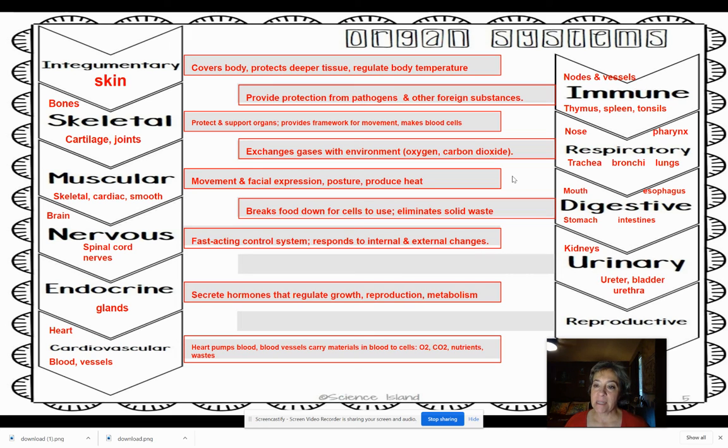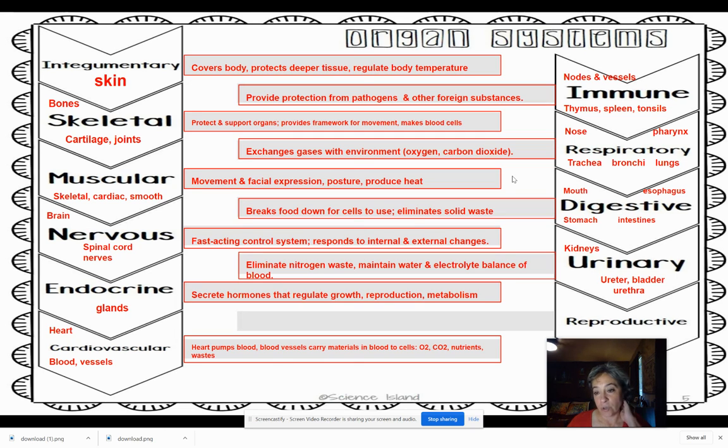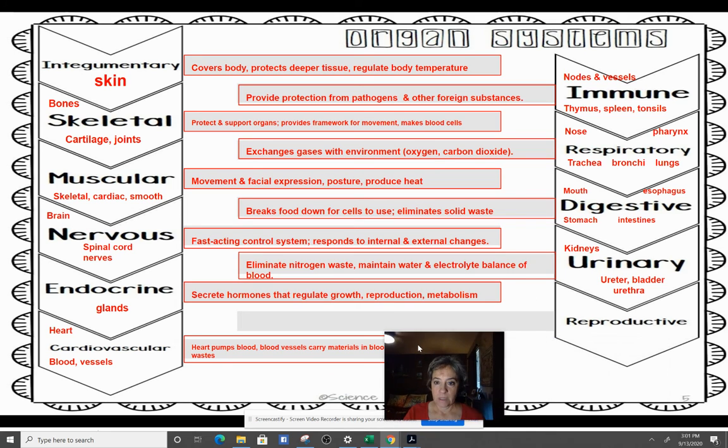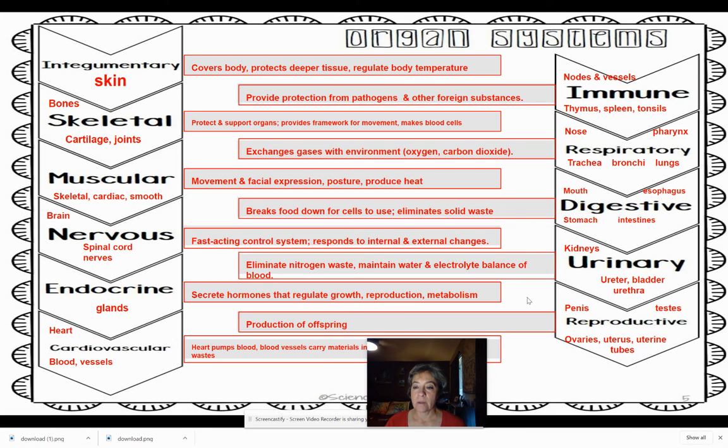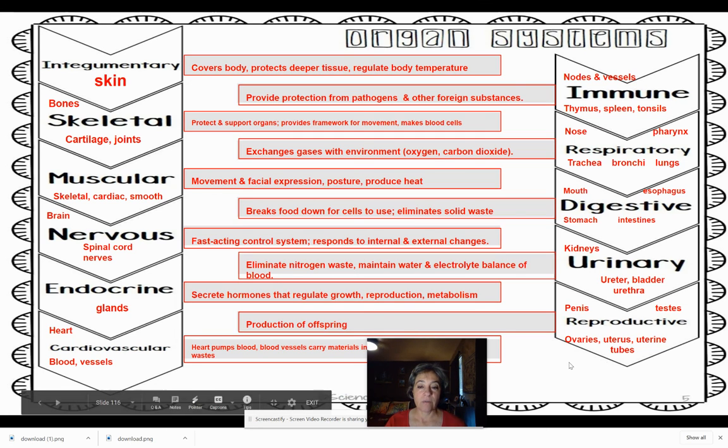Urinary system includes the kidneys, the ureter, bladder, and urethra. The function of that system is to eliminate nitrogen waste and maintain the water and electrolyte balance of the blood. When it says eliminate nitrogen waste, that's your urine, your pee, which is why it's called the urinary system. And finally, the reproductive system includes your reproductive organs: the penis and testes in the male, and ovaries, uterus, and uterine tubes in the female. The function of that is production of offspring.